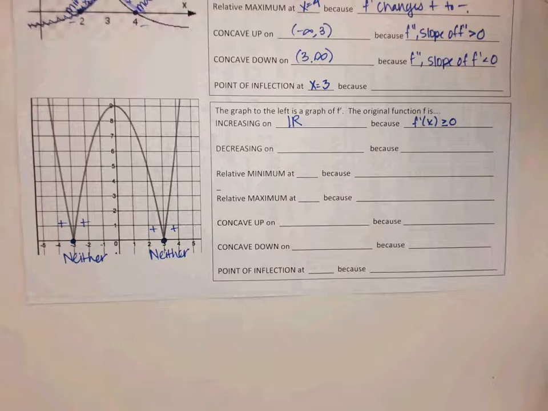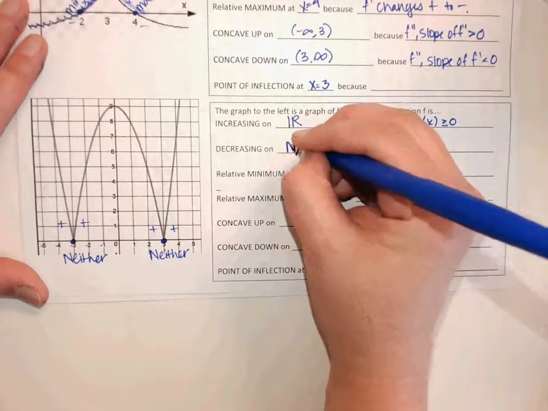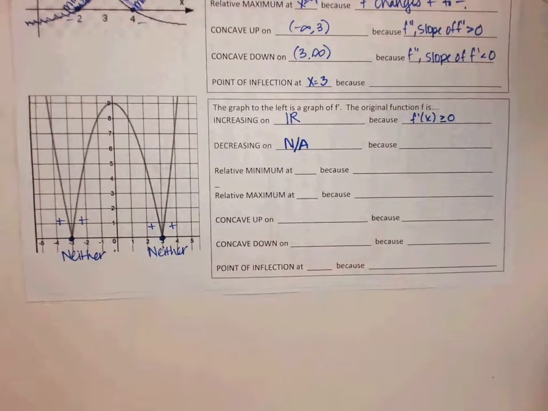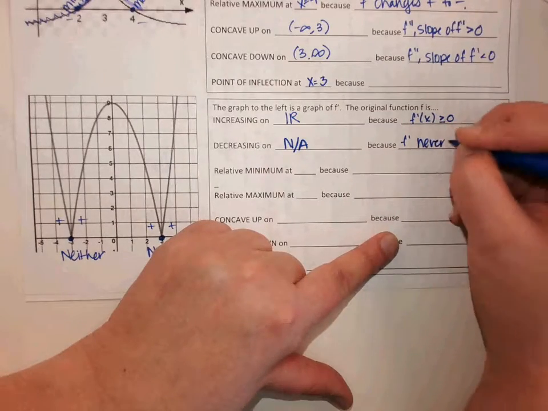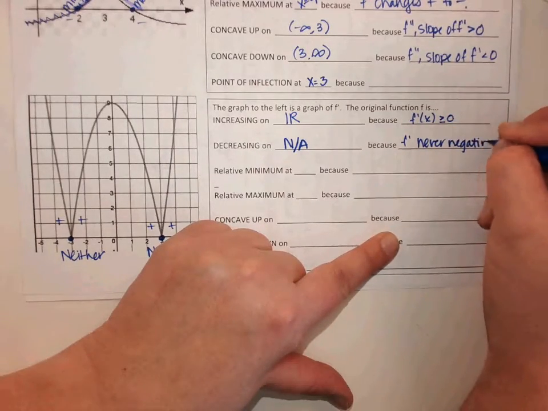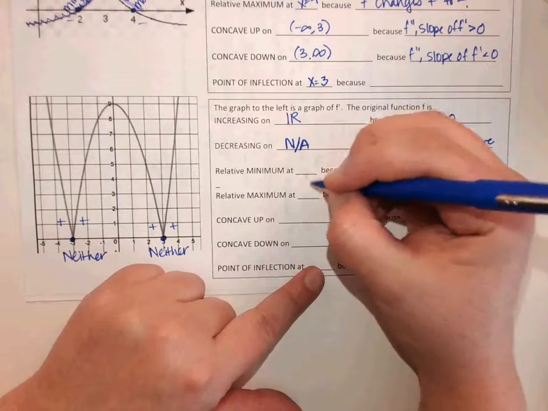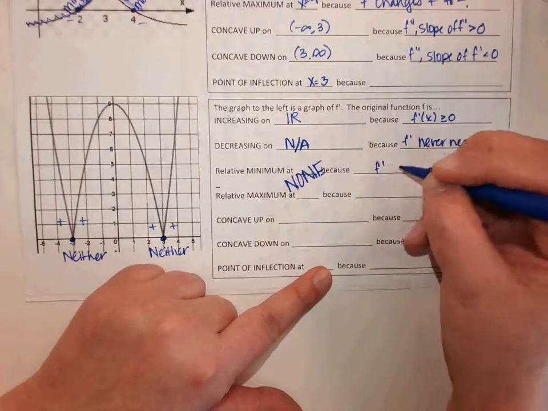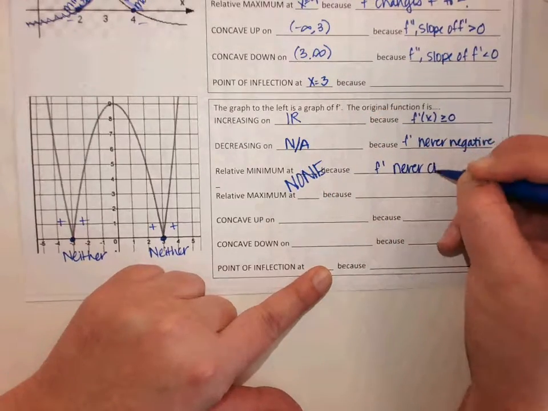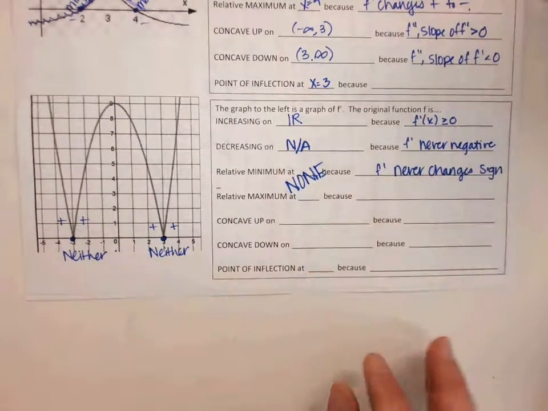Now, where is it decreasing? When is it below? None. So I'm going to put NA. And for my because, I'll put f prime never negative. It doesn't ever go below the x-axis. Then where are my mins and maxes? None. Because why? f prime never changes sign. And if it doesn't change sign, then I can't have mins or maxes.